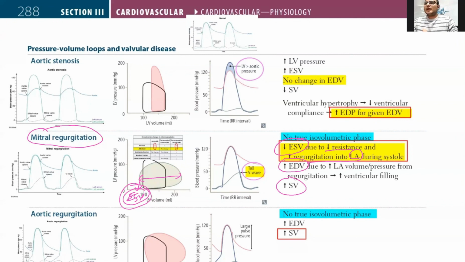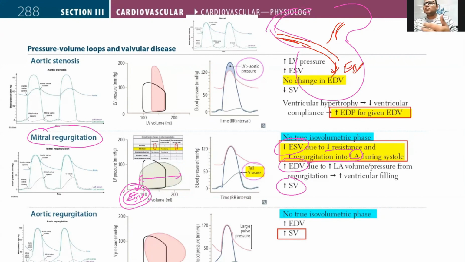Blood is coming toward the aorta. This is the left atrium, and this is the left ventricle. The blood is going from this left ventricle into the aorta, but some of the blood goes into the left atrium. So at the end of systole, end systolic volume becomes less because a quantity of the blood goes into the left atrium. That's why end systolic volume is less. And there will be a tall V wave. This is a very important point.